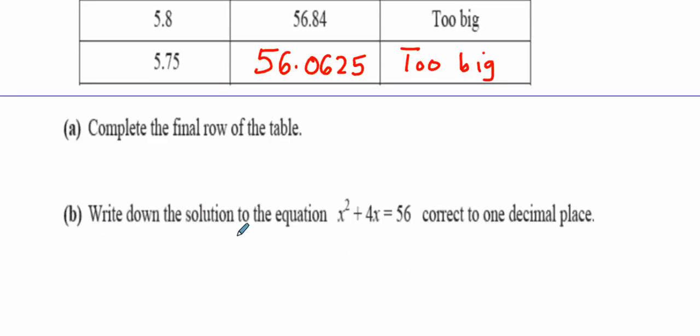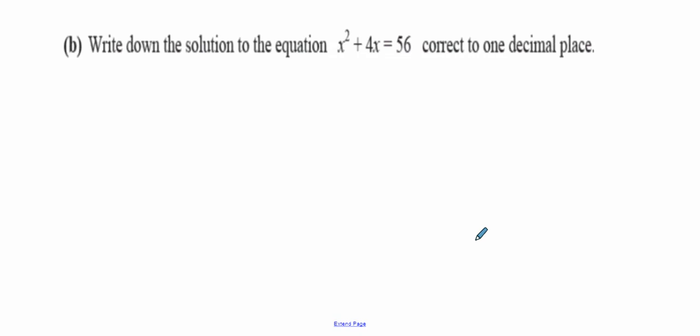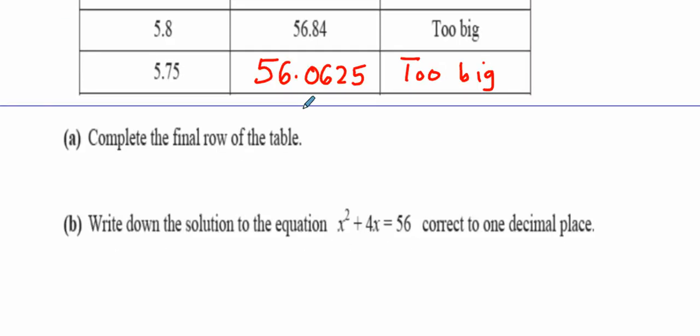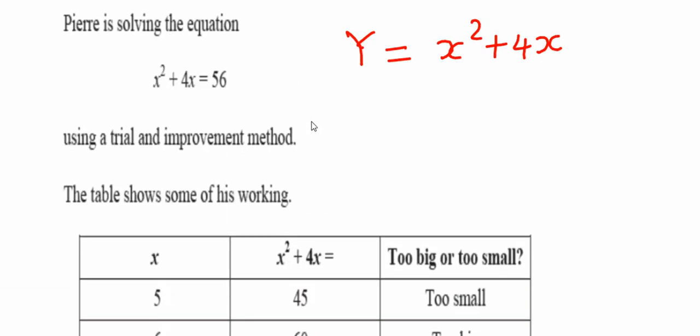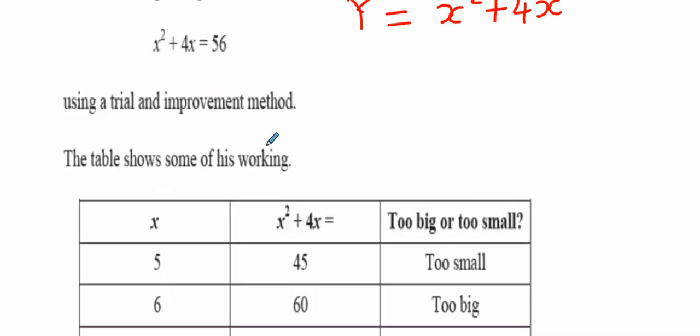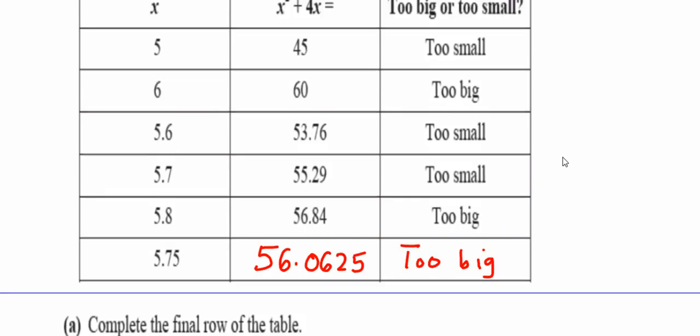Now write down the solution to the equation x squared plus 4x equals 56, correct to one decimal place. Okay, so what do we do here? We got 56.06, this is too big. So basically, we have to proceed with some other trials. The target was supposed to be 56, and here we got 56 point something, too big. So we have to continue the table.